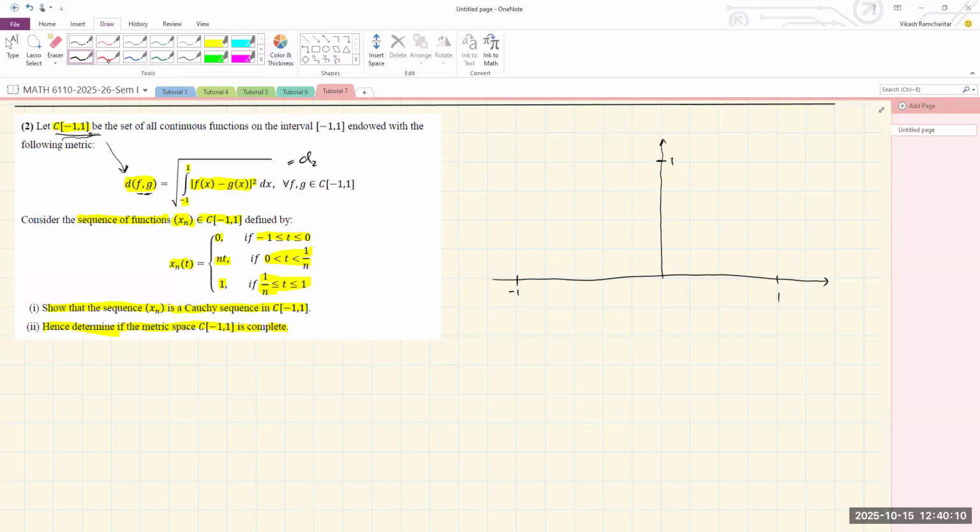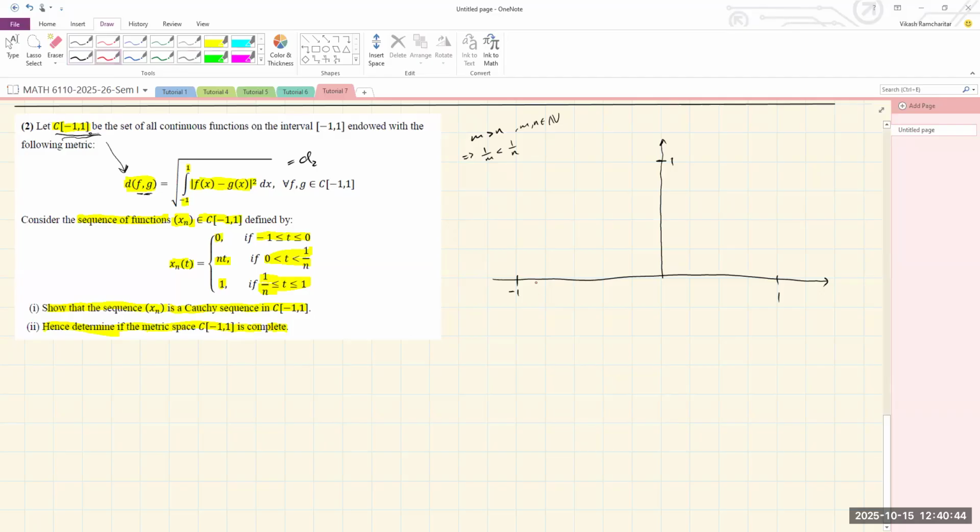Let me just draw two such functions. I'm going to take, for example, m bigger than n, where m and n are natural numbers. So if m is bigger than n, then 1 over m is less than 1 over n. We'll see why that will come in handy in a bit.